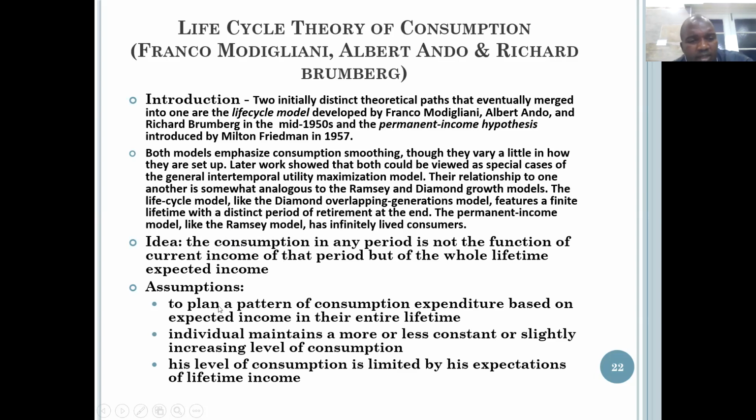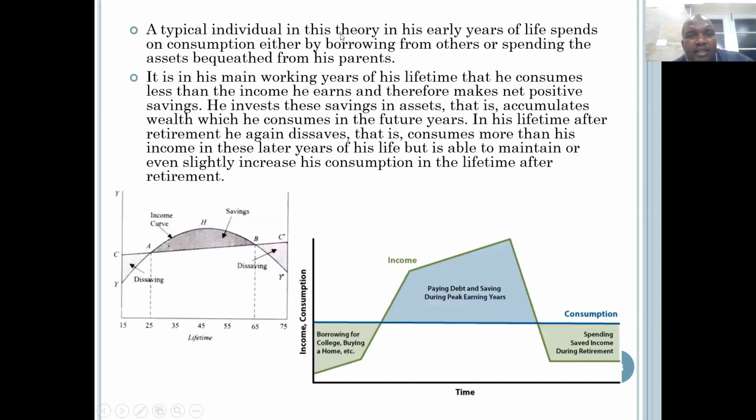What are the assumptions? Number one, individuals plan a pattern of consumption expenditure based on expected income in their entire lifetime. This is according to the life cycle hypothesis. The individual maintains a more or less constant or slightly increasing level of consumption. His level of consumption is limited by his expectation of lifetime income. A typical individual within the context of the life cycle model, in his early years of life, spends on consumption either by borrowing from others or spending assets that were obtained from the parents as a bequest or as a heritage from the estates of their parents.